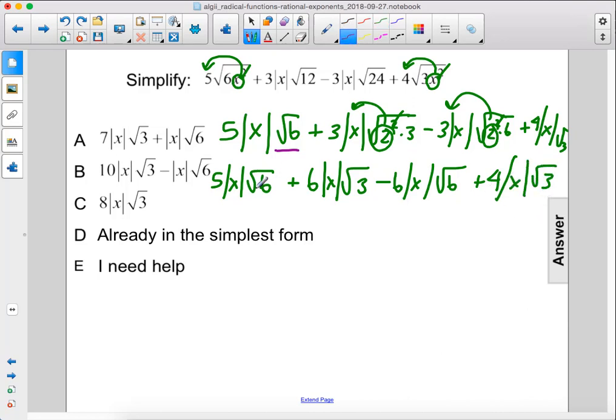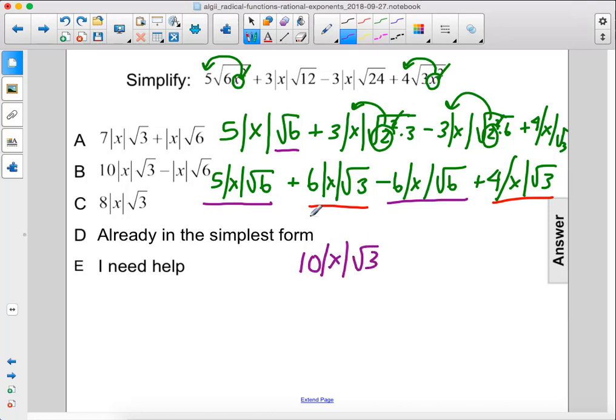Now we can see the like terms a little better. We have the square root of 6 here with the absolute value of x. We have absolute value of x square root of 6 here. And then we have absolute value of x square root of 3, absolute value of x square root of 3. So we have 2 pairs of like terms. So we have 5 and negative 6 for this one, and we have 6 and 4 of that. So we'll do 6 plus 4 is 10 times the absolute value of x times the square root of 3.